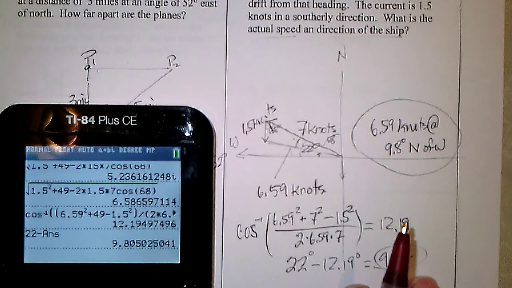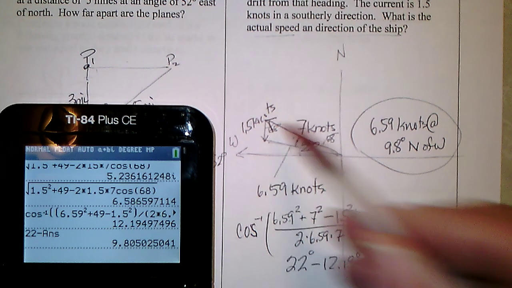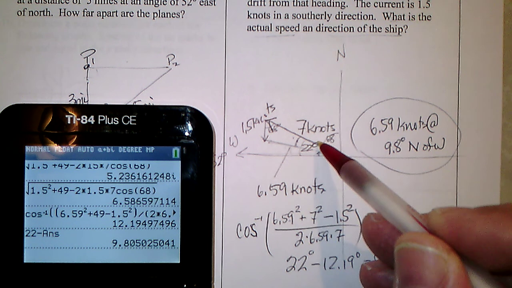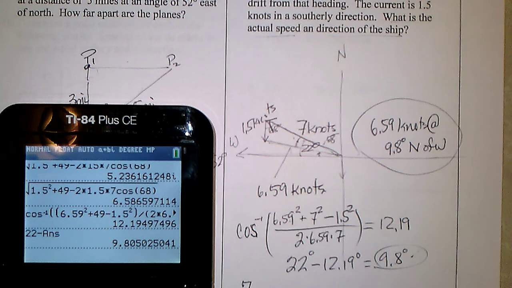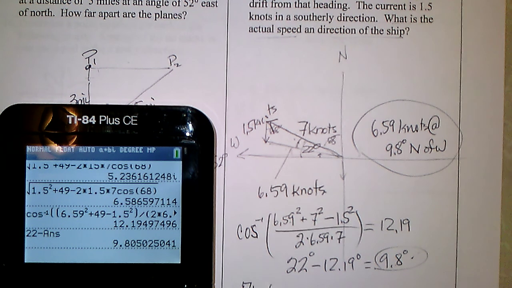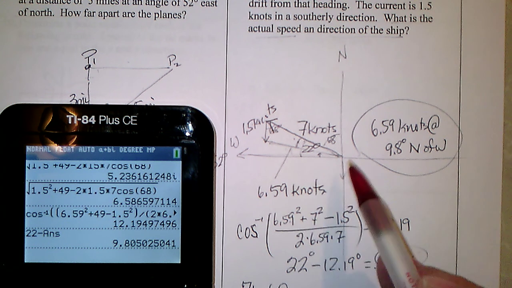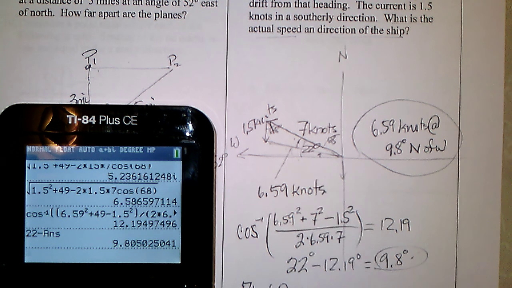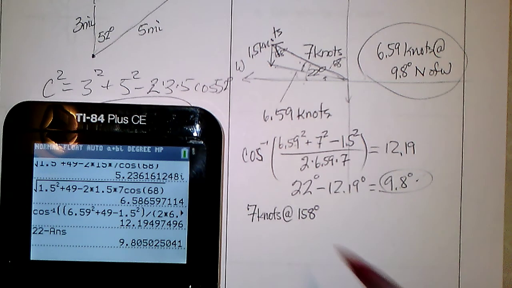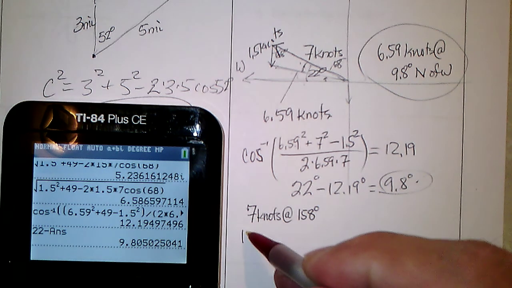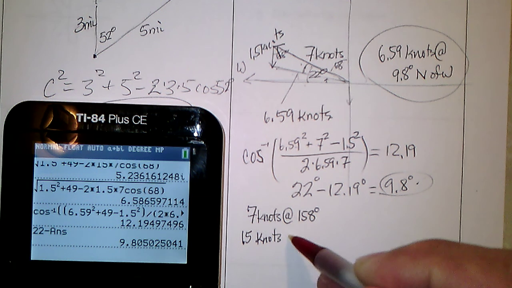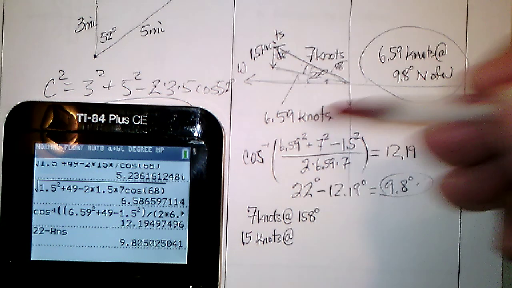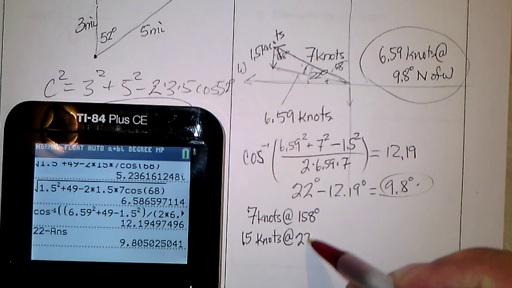So, if we turn this all into trig, the boat is going 180 minus 22. So the boat is traveling at 7 knots at an angle of 180 minus 22, which is 158 degrees. And the current is 1.5 knots at an angle, it's going straight down, in trig that is 270 degrees.